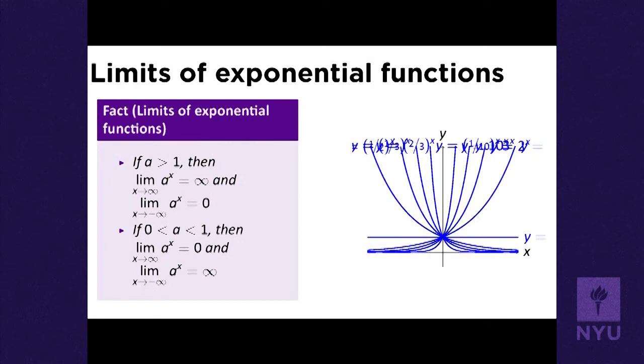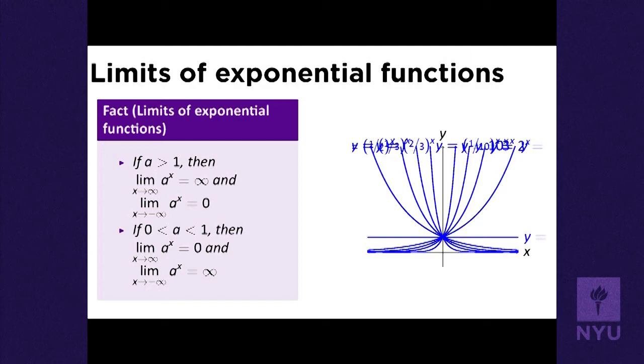Now, I think we mentioned this already, but it's worth saying again. As long as the base is greater than 1, then the limit as x goes to infinity of a to the x is infinity, and the limit as x goes to negative infinity of a to the x is 0. If the base is in between 0 and 1, then the limit as x goes to infinity of a to the x is 0, and the limit as x goes to negative infinity of a to the x is infinity. And we saw this on the same graph earlier.